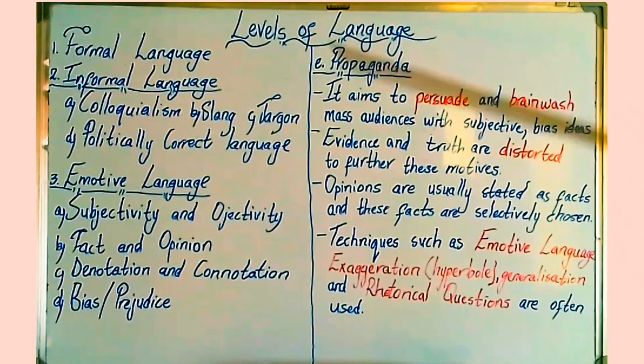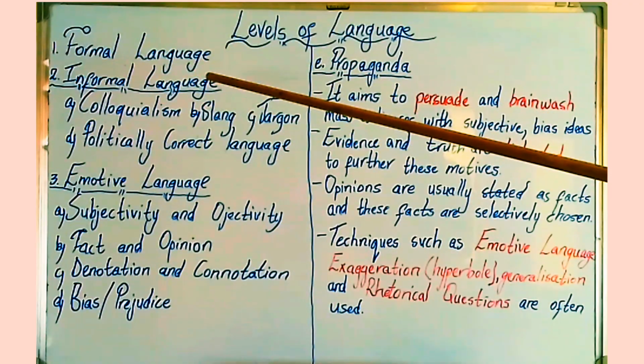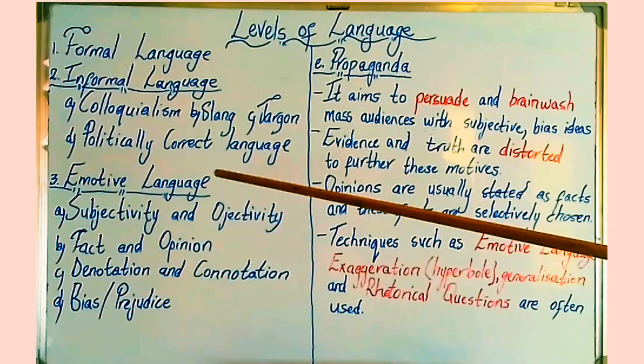Today's lesson is about levels of language. Please check the board and see what we are learning today. Today we are learning about levels of language. So let's recap so that we don't get confused. We have three types of levels of language. We have number 1, which is formal language. We have number 2, which is informal language. We have number 3, which is emotive language.